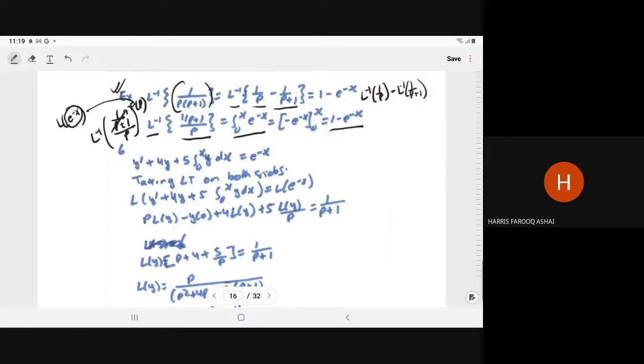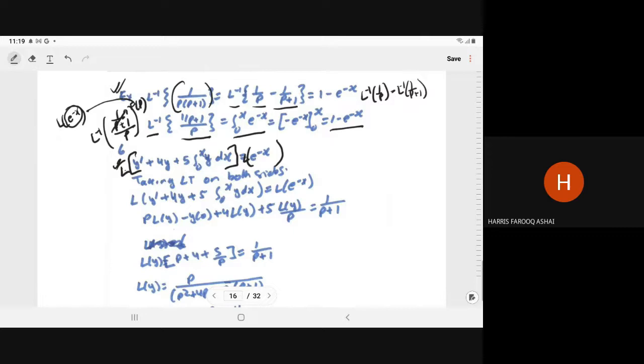Now let us have this integro-differential equation. It means in the equation we have the derivative as well as the integration. Laplace transform is a very advanced tool to solve differential equations, integro-differential equations, and many other applications. So y dash plus 4y plus 5 integral 0 to x of y dx is equal to e to power minus x. Always we have to perform the same thing: take the Laplace transform on both sides.